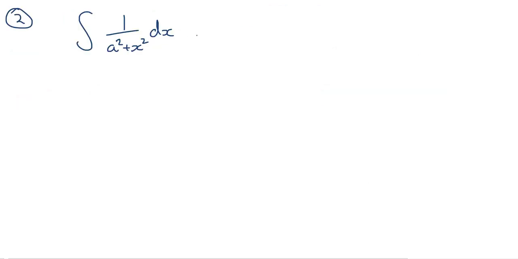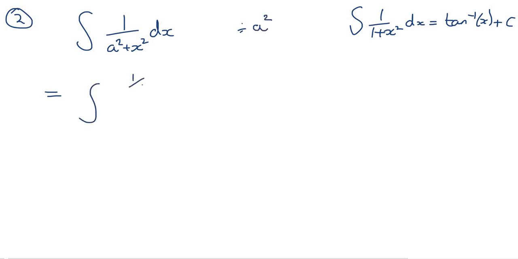Okay, so this is integral number 2, and we're going to be making use of the result we just proved, which was 1 over 1 plus x squared dx is just tan inverse x plus c. So we're going to be making use of that. Right, let's have a look at this integral. The first thing we can do is divide everything by a squared. So this is the integral of 1 over a squared over a squared is 1, and x squared over a squared is just x over a all squared, like so. And it's still with respect to x.